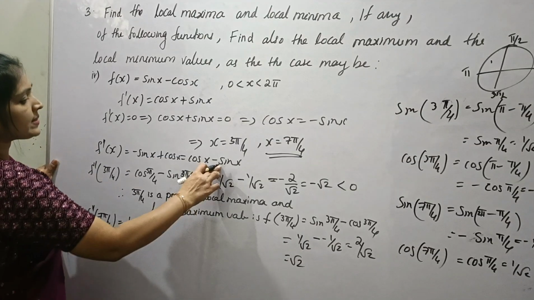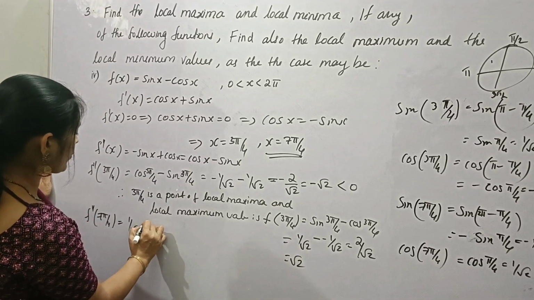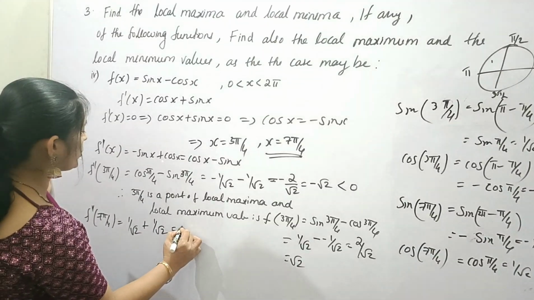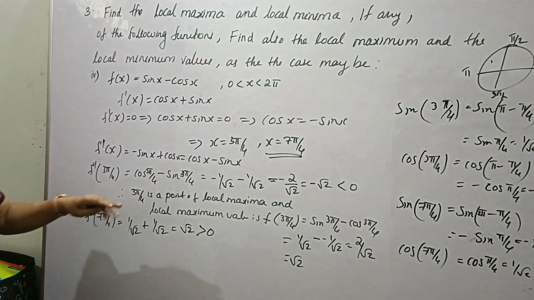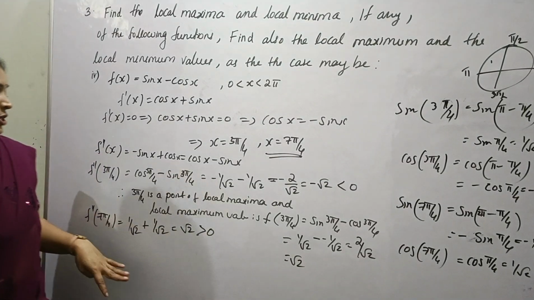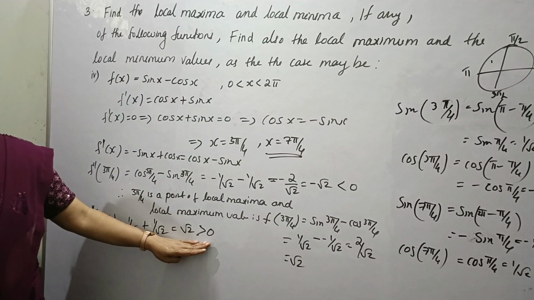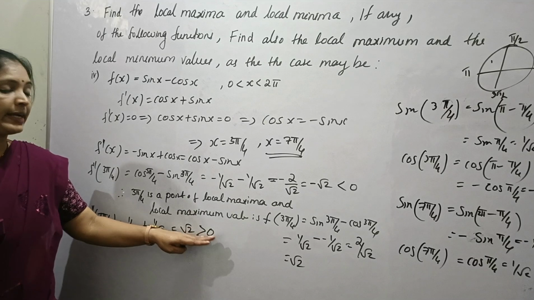Okay, minus sin 7 pi by 4. That is minus 1 by root 2. So minus becomes plus 1 by root 2, that is equal to root 2. That is greater than 0. So according to the second derivative test, 7 pi by 4 is a point of local minima, since at c, f double dash of c is greater than 0.